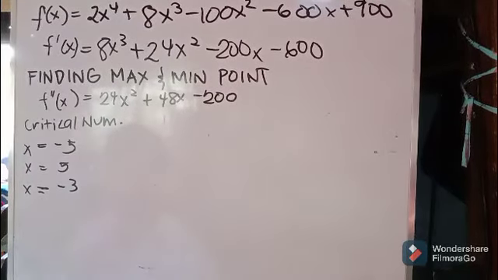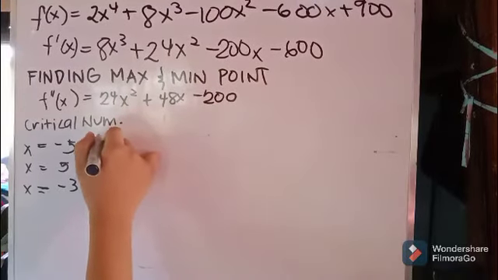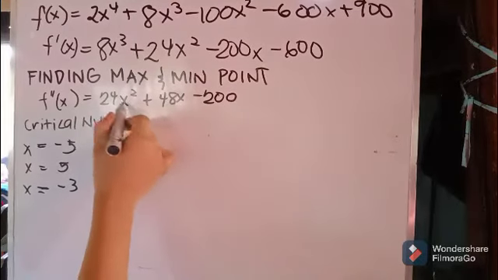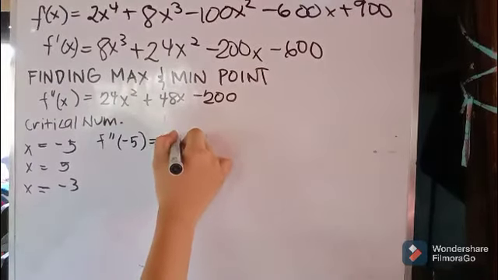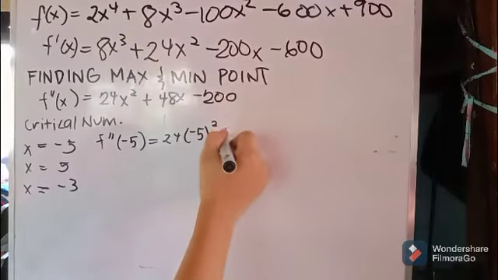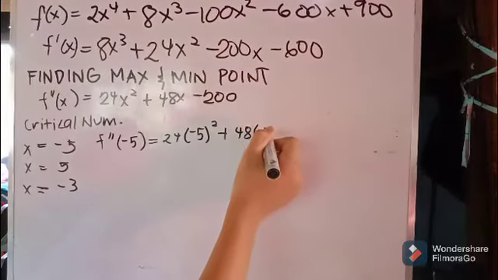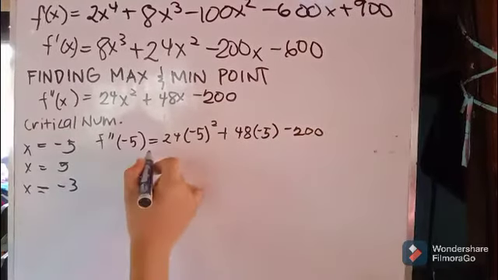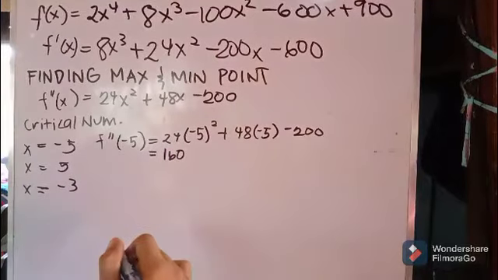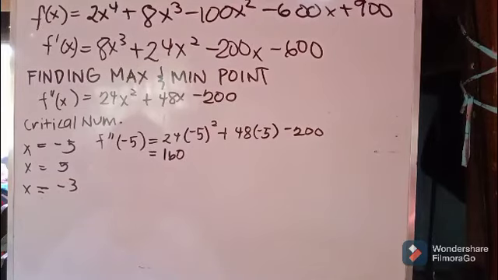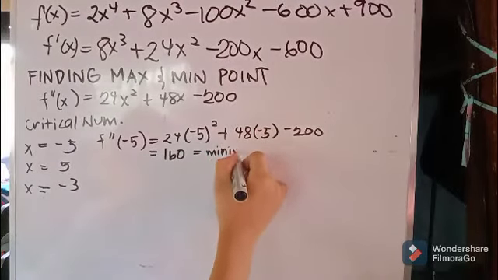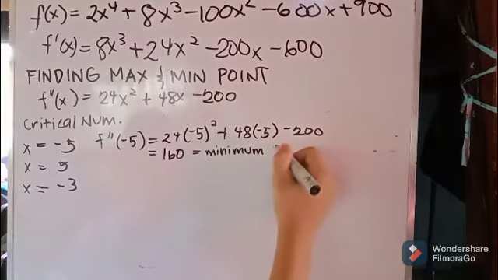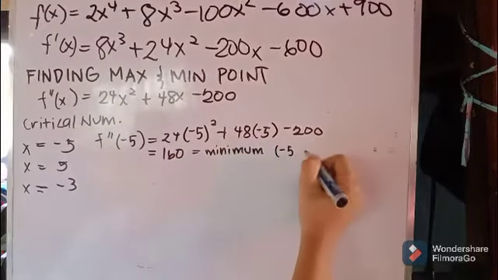So to determine if it's a maximum or minimum, we substitute and get f double prime of negative 5. So substitute the x with negative 5. The answer for f double prime of negative 5 equals 24 times negative 5 squared plus 48 times negative 5 minus 200. And the answer for this is 160. So if the value is greater than 0, the function is minimum. The minimum point of this function is negative 5 for the x, and for the y is 160.